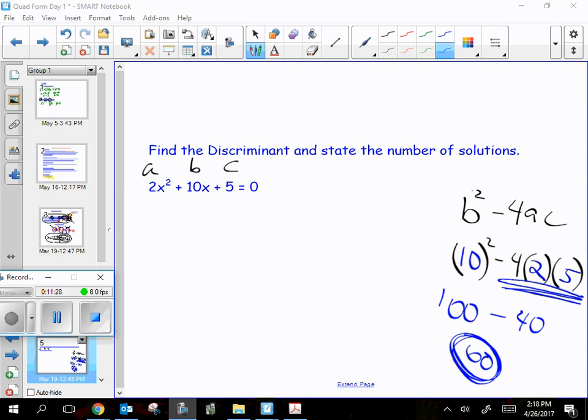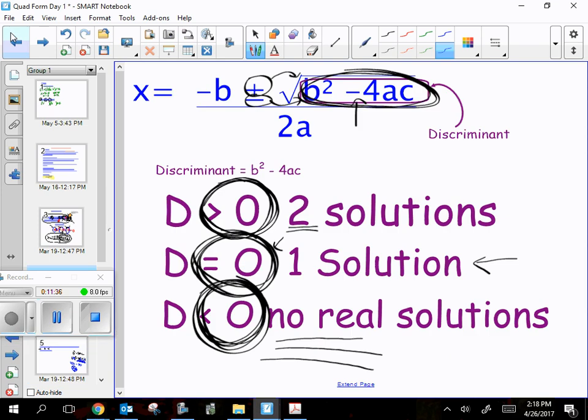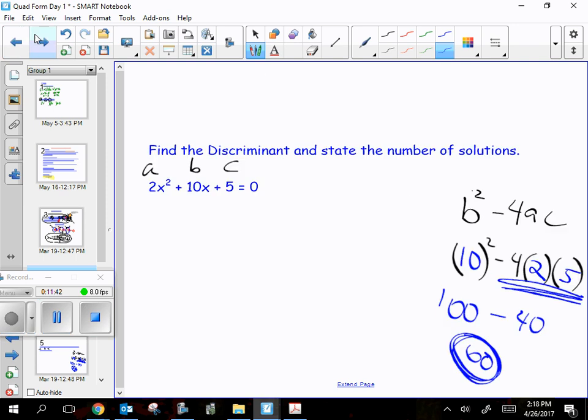It's bigger than 0, and if you had taken notes on what bigger than 0 meant, I wouldn't have to refer back to this other page. Bigger than 0, 2 solutions. And that's how you finish your answers. You don't just say 60.